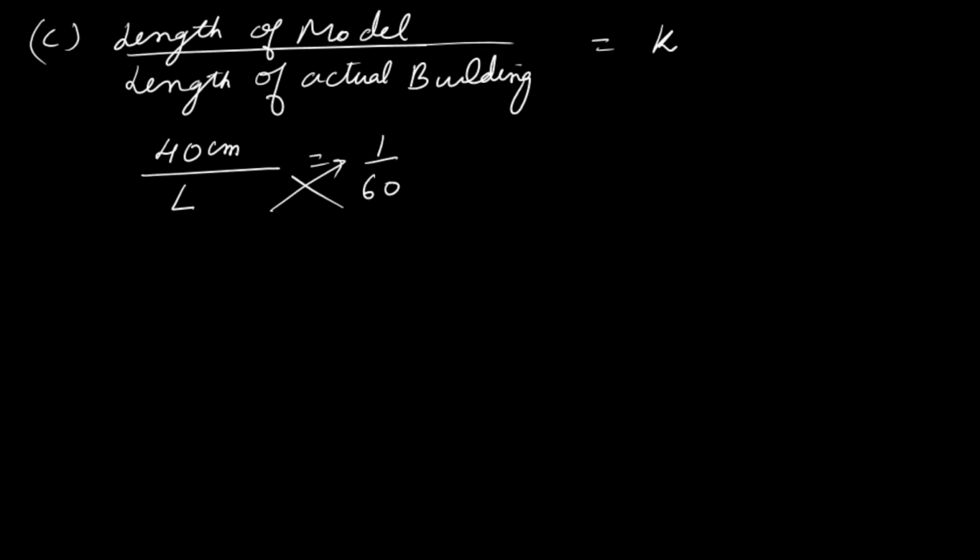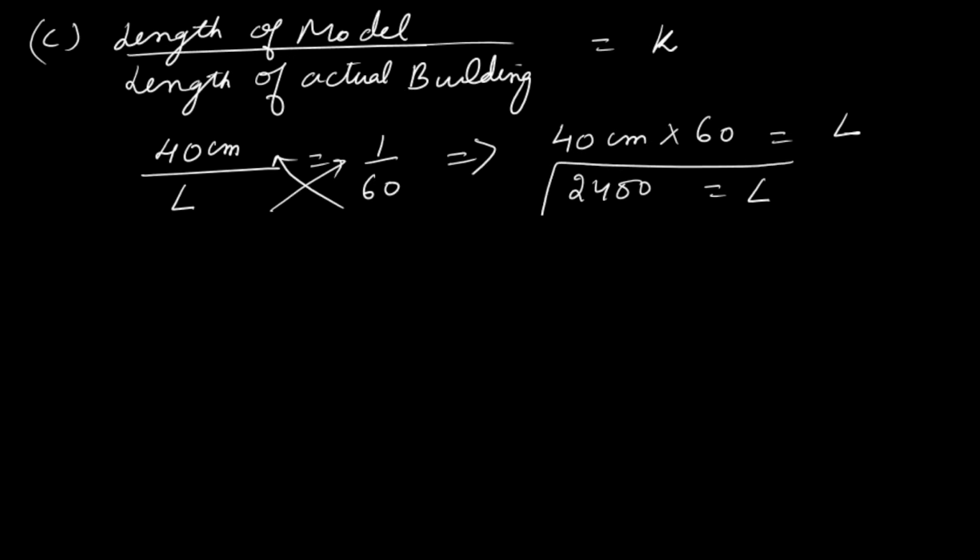So I'll do cross multiplication. If I do cross multiplication, I'll get 40 centimeter into 60 is equal to the length of the building. So 2400. The length of the building I'll get is 2400 centimeter. You can write 24 meter also.